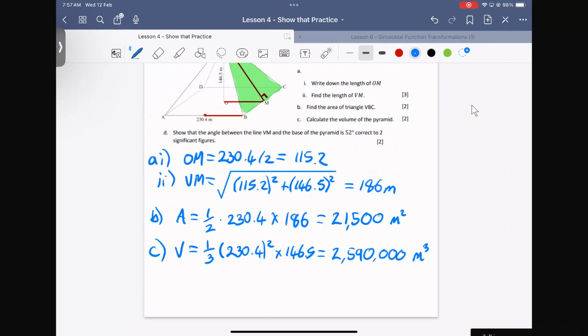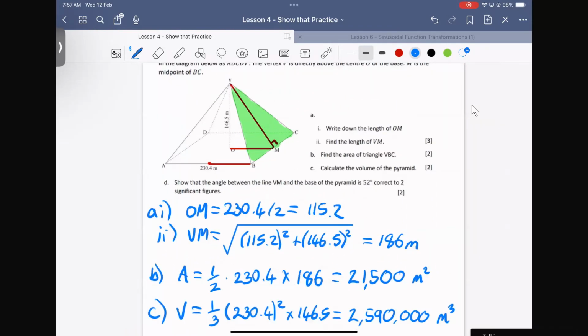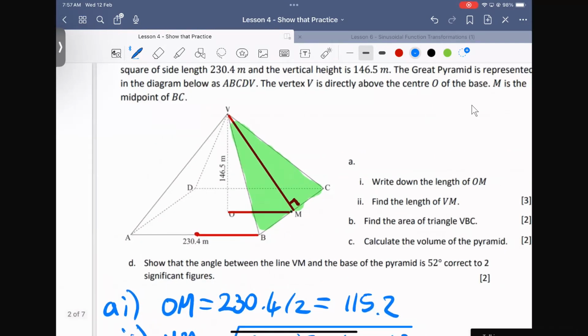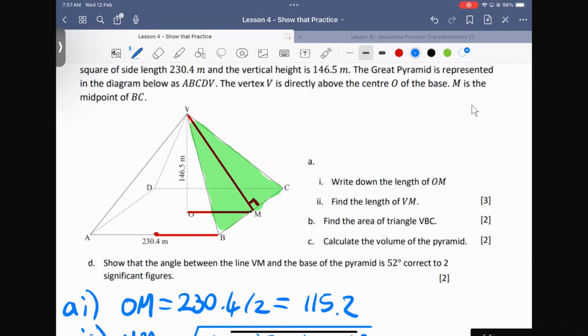Okay, so D. Our point today is to look at show that questions. There's a few styles of show that questions, but these are all about proof. So for this one, we need to show that the angle between the line VM and the base is 52. The line VM is that one coming down here, and the base, so we are after this angle here. Let me draw that a bit bigger, give myself some more space. We're after this angle here.